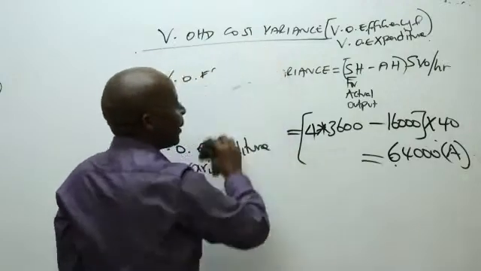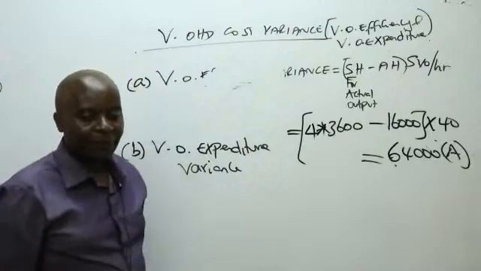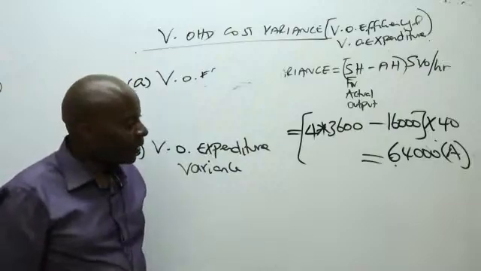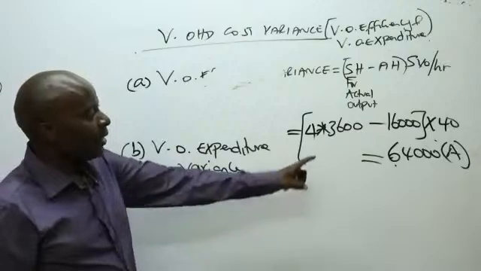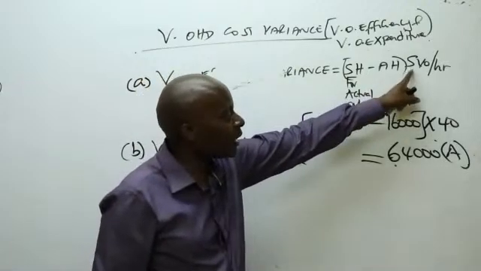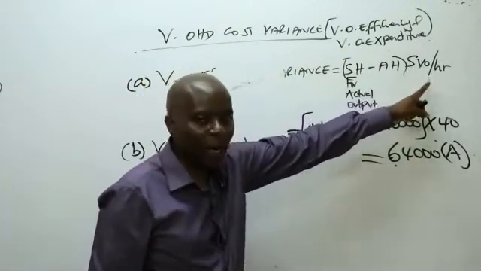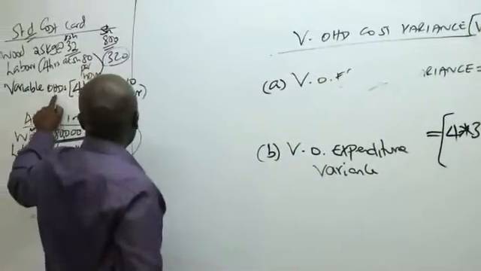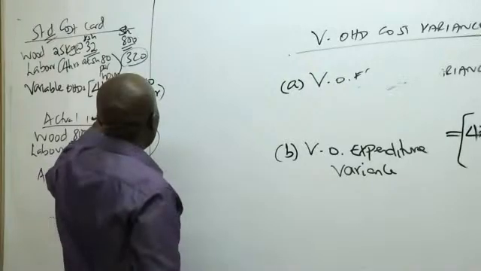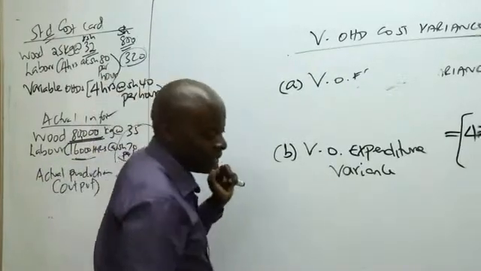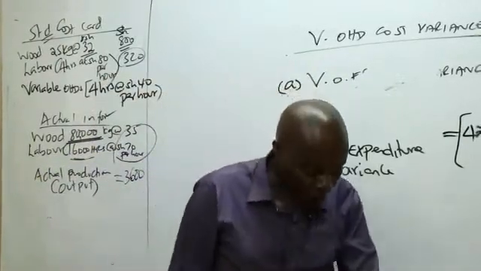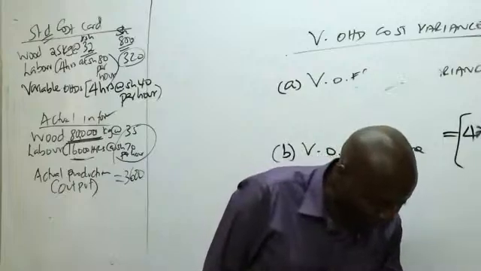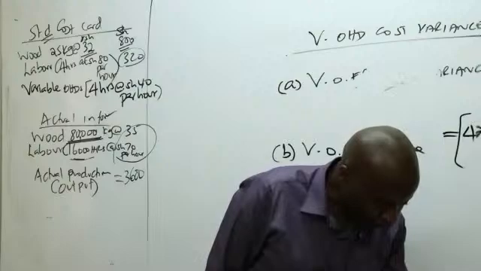Question. Someone help, where are we getting 40? 40 is the standard variable overhead per hour. Go to your standard cost card given there, you'll be able to see variable overhead standard 4 hours, at 40 per hour. Each at 40 per hour. Just look at your past papers well.